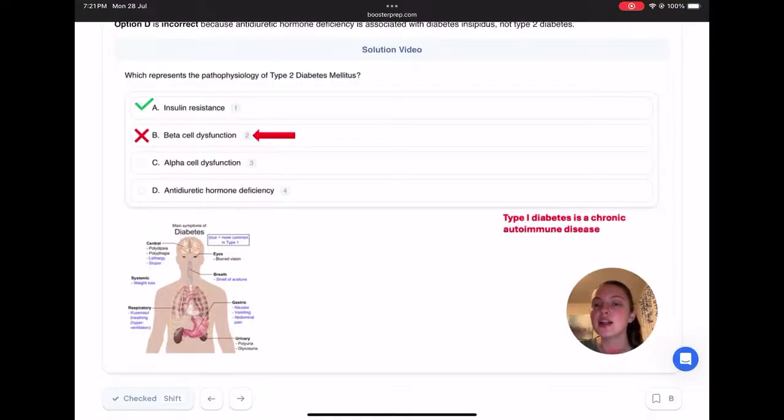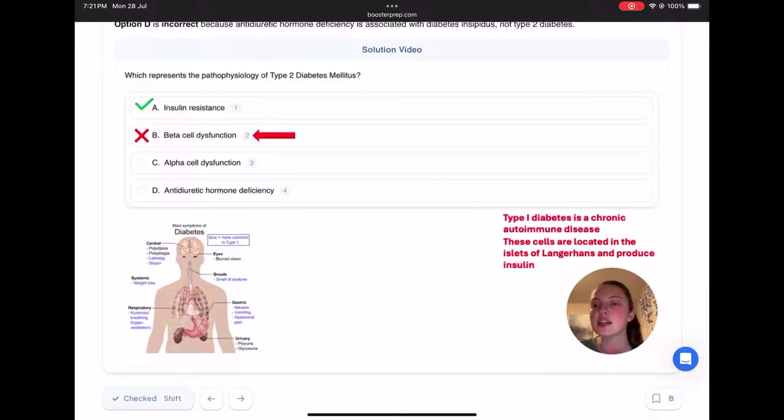These cells are located in clusters of the pancreas known as the islets of Langerhans, and beta cells specifically are the cells responsible for producing insulin. Like we said earlier, the onset for this type of diabetes is most common in childhood or adolescence, and it typically develops suddenly, unlike type 2 diabetes. And it's also much less common than type 2 diabetes.